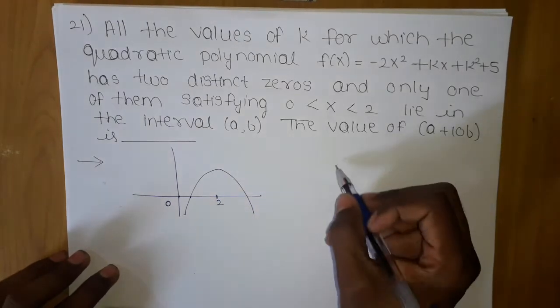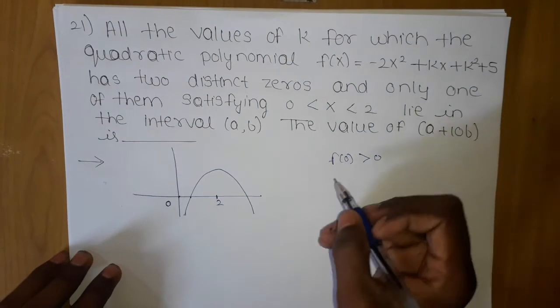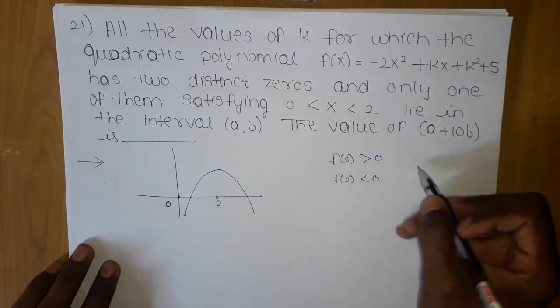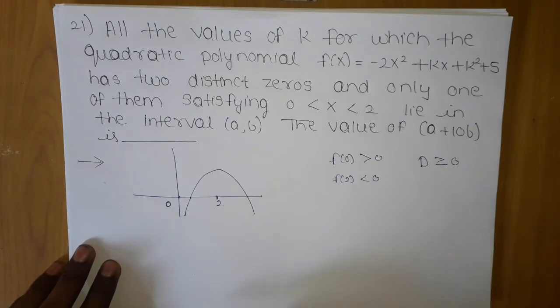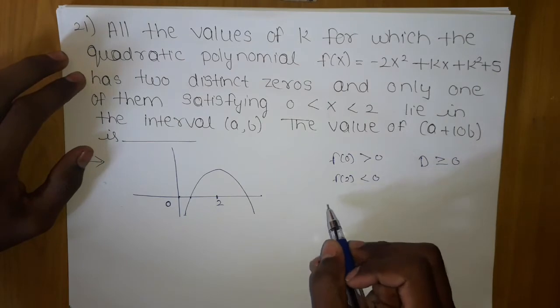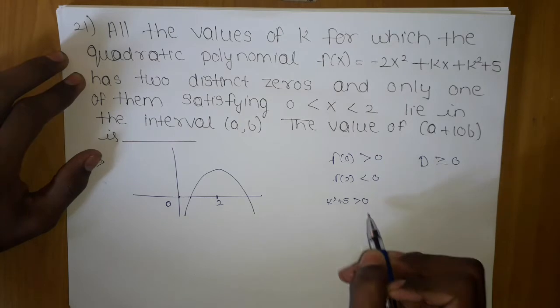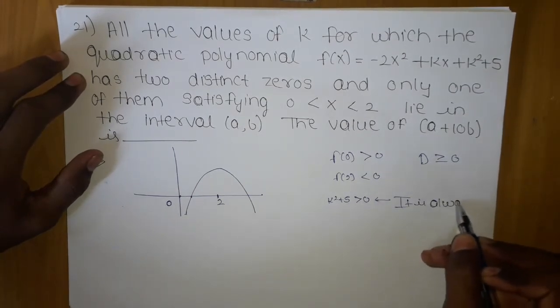Now what you can see from here is that f of 0 is greater than 0, and f of 2 is less than 0. And the last condition which you can develop is D greater than or equal to 0, because it has two distinct real roots. So now let's apply this condition. f of 0 is k square plus 5, which should be greater than 0. It is always true.